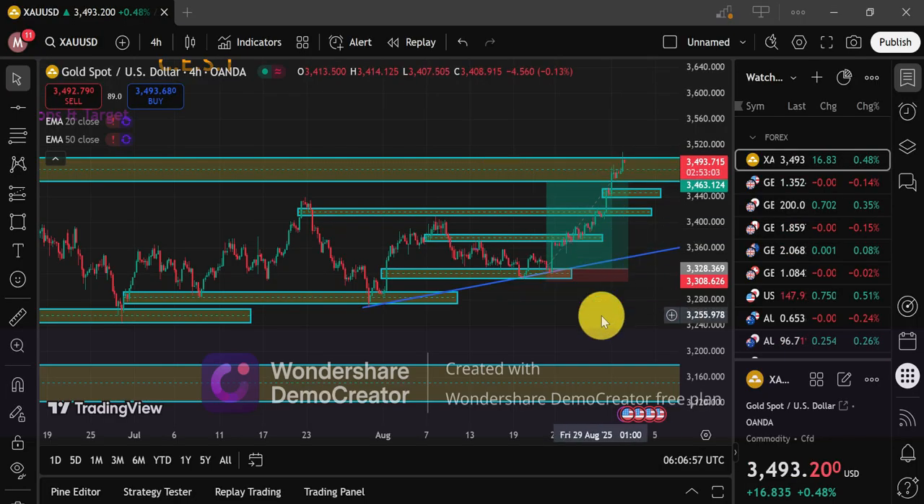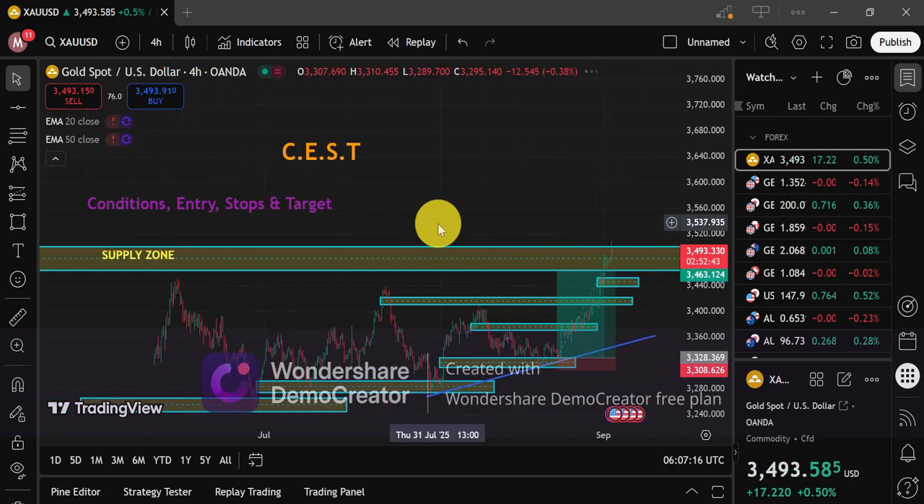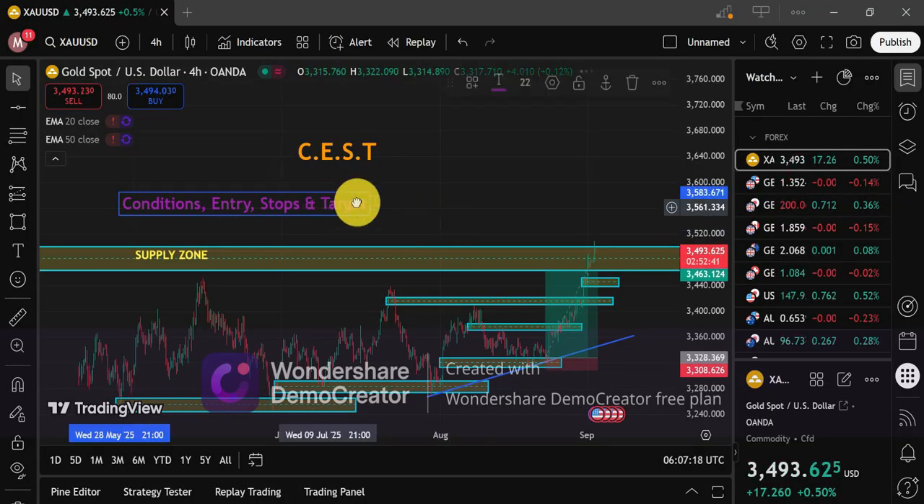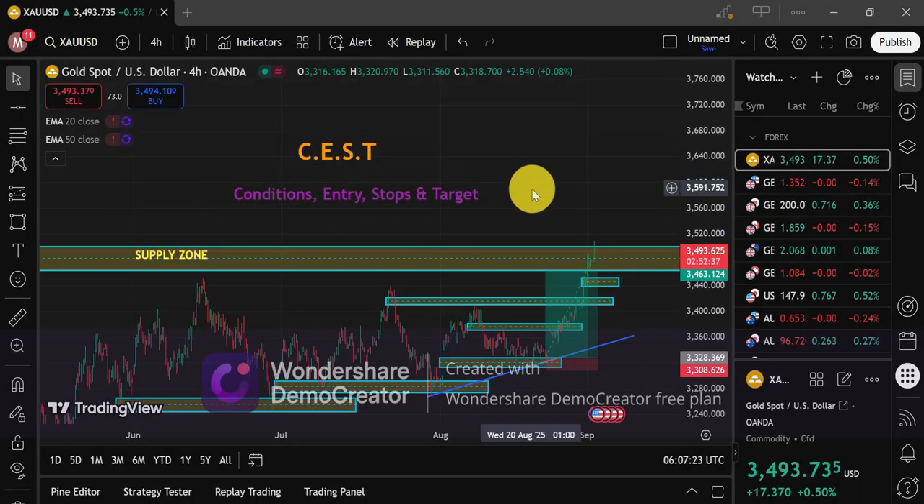So yeah, that's for XAU USD, and you see how I've been able to combine different concepts together. Now my conditions determined my entry, my entry determined my stop, and my stop determined my target. So this is an approach that you can literally use to analyze any chart. You could even have a journal, ruled into four parts: your conditions, your entry, your stops, your target.